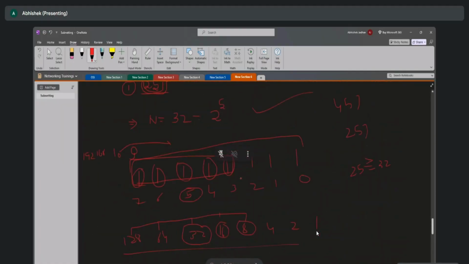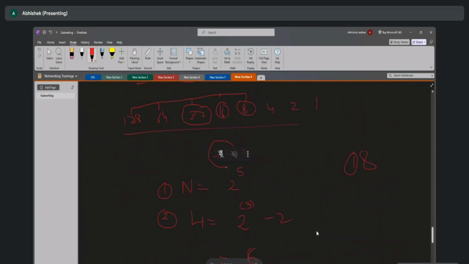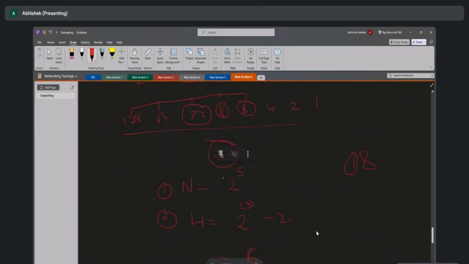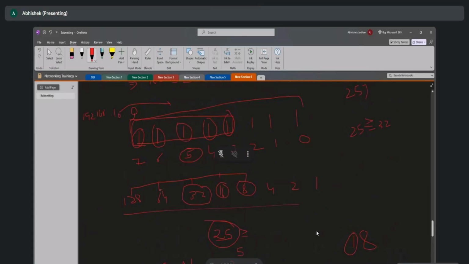Now I believe everybody has understood how we calculate the subnets when some odd number is given, something which falls outside of this particular numbering system. Sir, for 45 subnets, we should take the number as 64. Exactly. Okay, got it, sir.